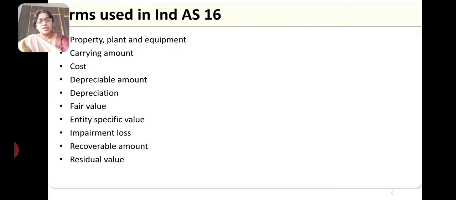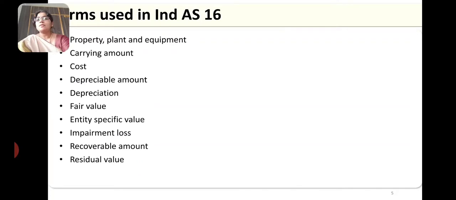In Ind AS 16, these are the important terms that we use. We use something called carrying amount. Before this IFRS era, we used to call it net book value or book value. It is similar to that. Carrying amount means the cost of the asset minus the accumulated depreciation. Then of course, cost, we all know cost, but here the initial cost has its own way of calculation.